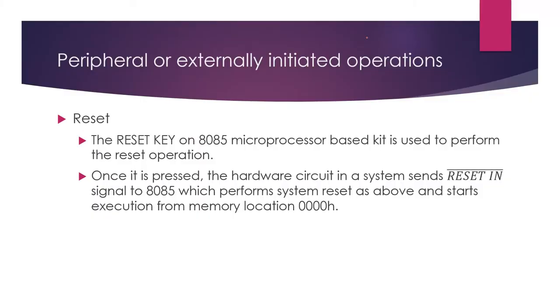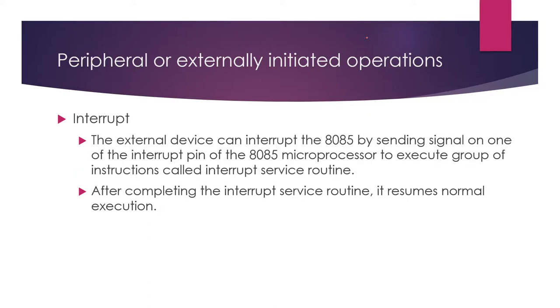The reset key on the 8085 microprocessor based kit is used to perform the reset operations. Once it is pressed, the hardware circuit in the system sends the reset in bar signal to the 8085, which performs system reset as above and starts execution from memory location 4 times 0 hex. I think all of you are clear about this concept, right?